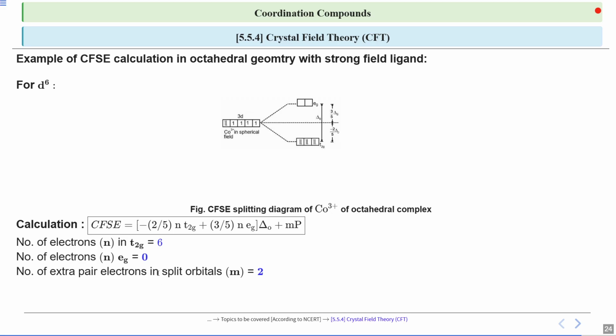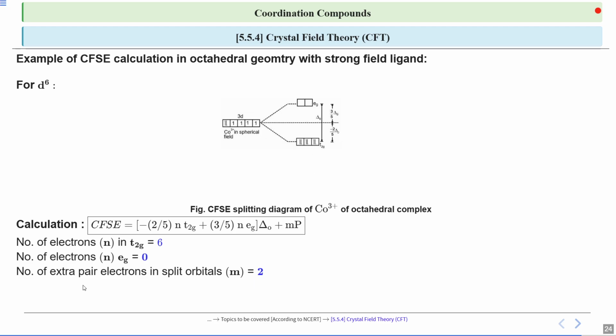Number of extra pair electrons in the split orbitals. So we are going to determine the m. Here we are going to get 2 extra sets of paired electrons in the t2g as compared to the 3d orbitals in the spherical field for cobalt 3 positive. Right, here we are having only 1 paired electron set, but here in the t2g we got 3 paired electrons. That means the difference between the pairing of the electrons in the 3d orbital in the spherical field and in the t2g orbital is 2. So 3 minus 1 is 2.